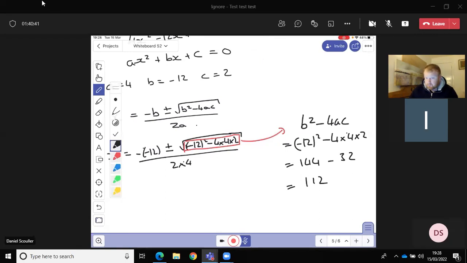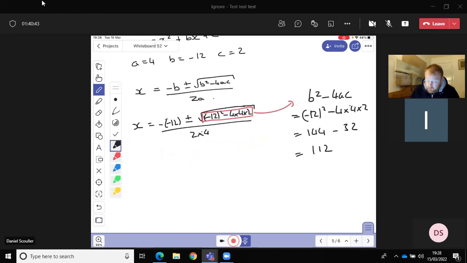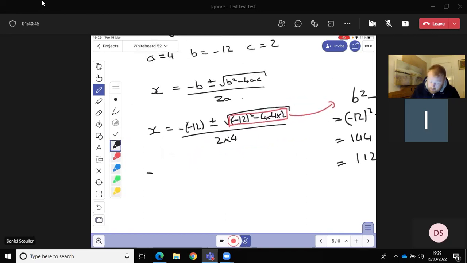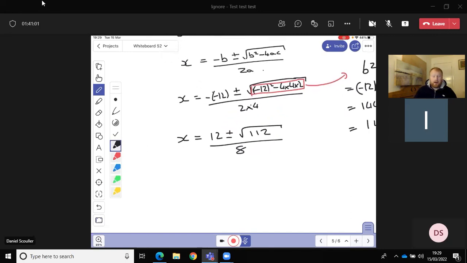I can just substitute that back in. So x, and then tidy this up a wee bit. So negative 12 will leave me with a positive, plus or minus root of 112 over 8. Then we're splitting that into two terms. We've got x is equal to positive 12 plus 112.